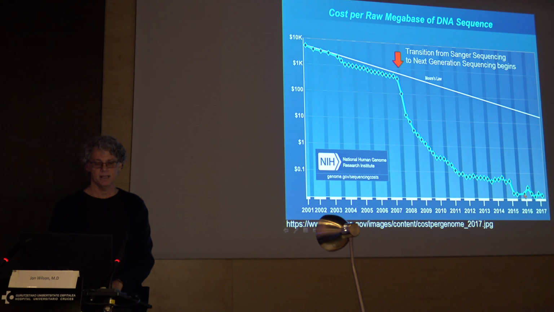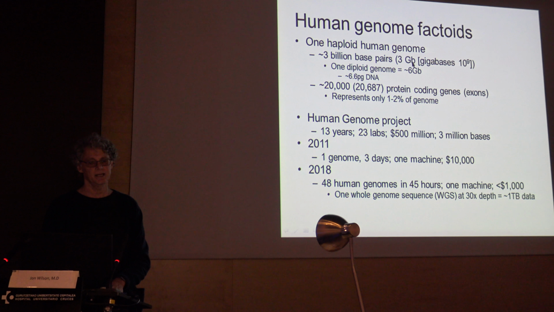And to highlight the amount of data that you're generating, a typical human genome, if you just take one copy of that, is approximately 3 billion base pairs. And if you're going to look at exons only, you're really only looking at 1 to 2% of the human genome. So it's really not as much information as you think it's going to be.